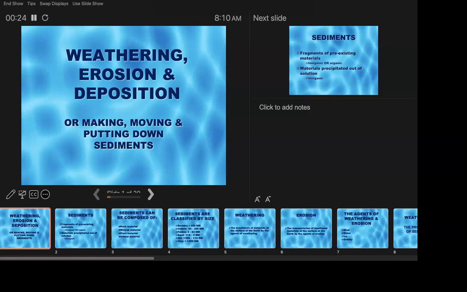Alrighty, so today we are still talking about sedimentary rocks indirectly, sort of. Think of this as a prequel, I suppose, to sedimentary rocks. We are making the required materials, okay?